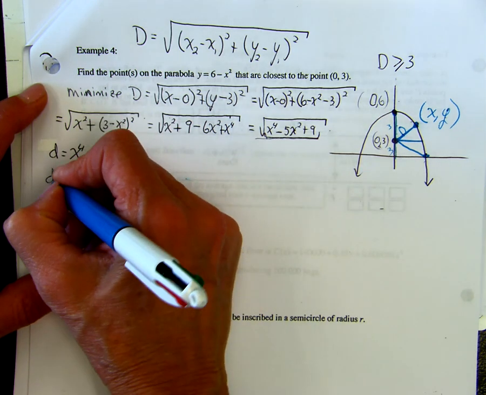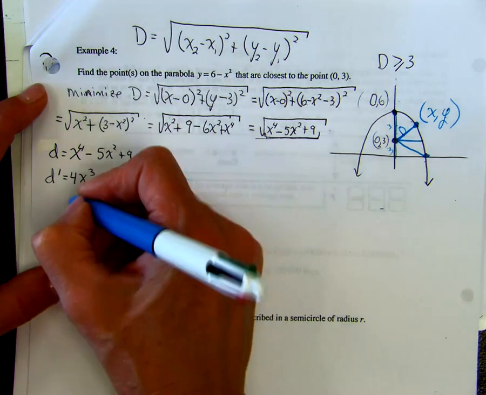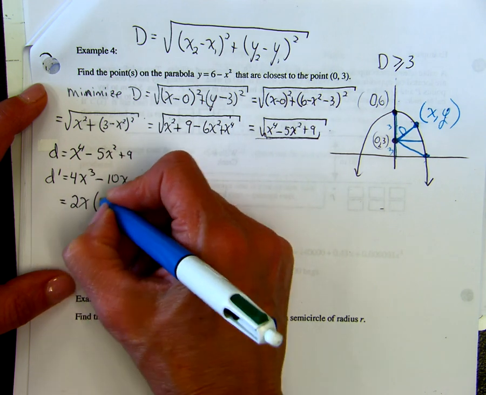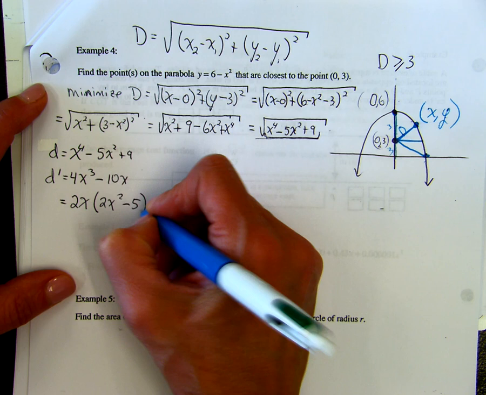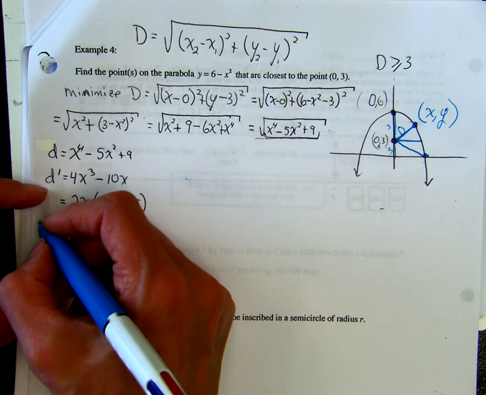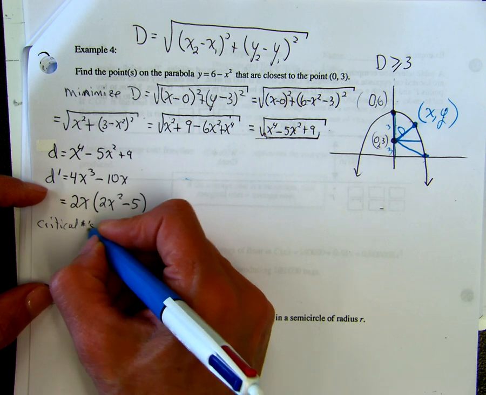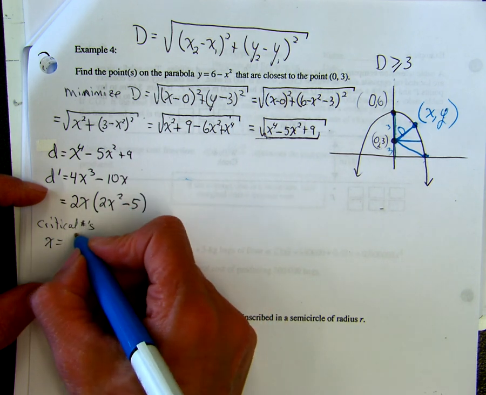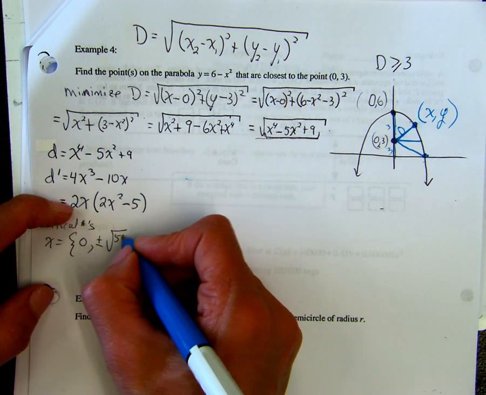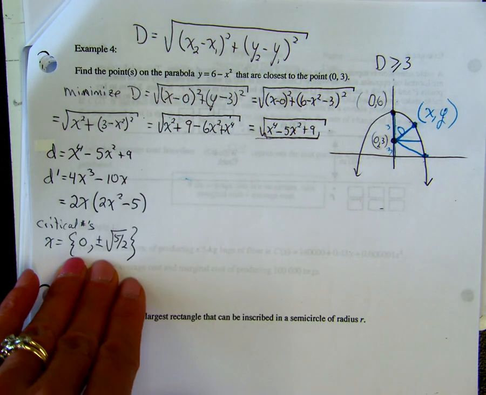How do I minimize it? Well, take the derivative and set it equal to 0. I'm going to take out the GCF, and that would give me 2x squared minus 5. So I'm going to have the derivative equal to 0. Here are my critical numbers. x is either equal to 0 or plus or minus the square root of 5 over 2. Okay, so which one of those gives us a minimum?